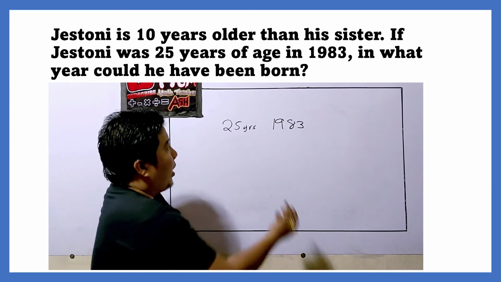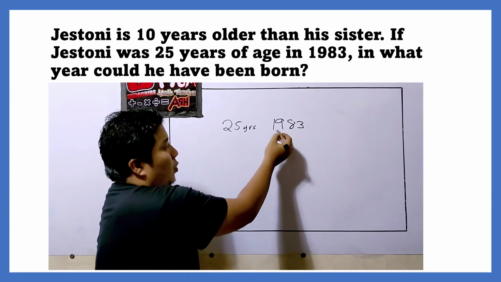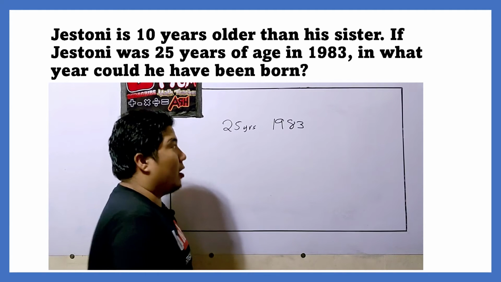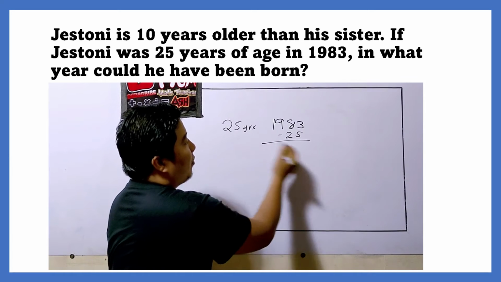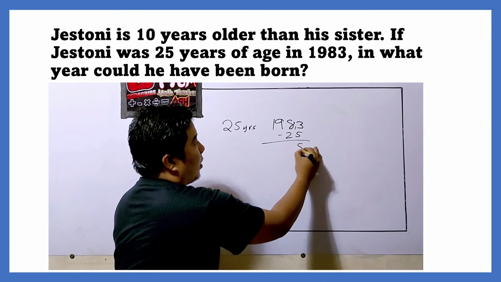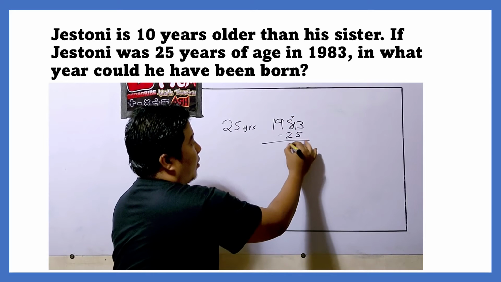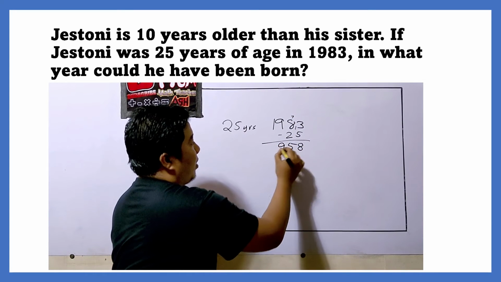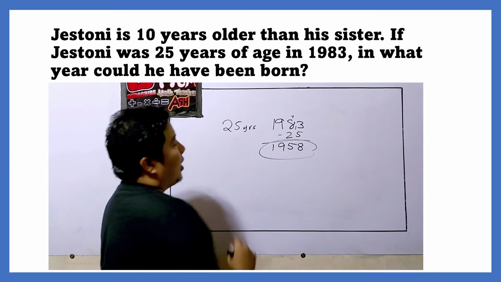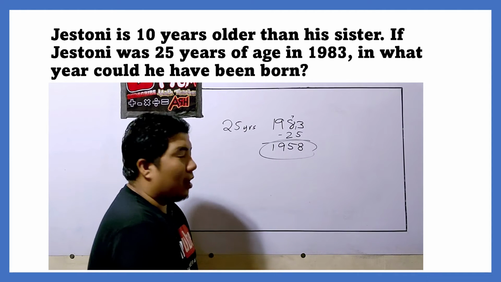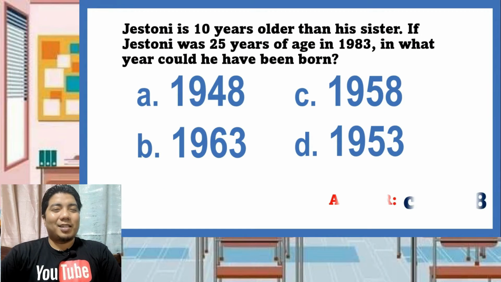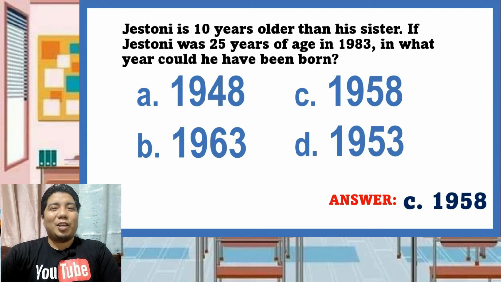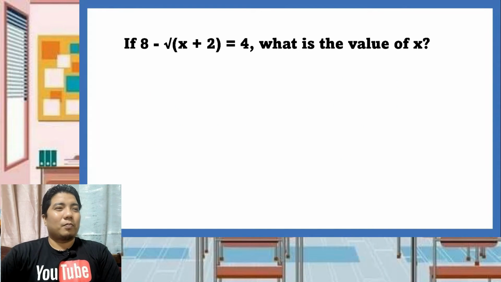Basically, if you are 25 years old during this time, for you to know your birth year, you just subtract 25 from 1983, giving you 1958. So basically, Gestoni was born in 1958. Easy, right? And the correct answer is letter C, 1958. Now, let us go to the next problem.